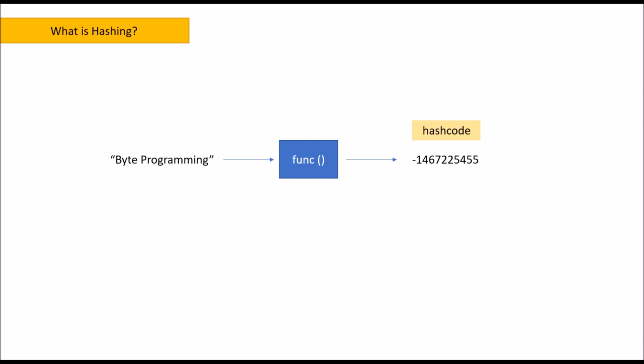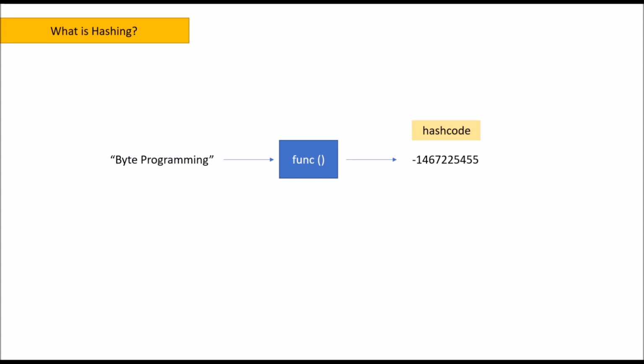It is important to understand what hashing and hash code are. Suppose we have a function, and we pass an input value, "byte programming", to this function. The output would be an integer value, -1467225455. This integer value is called the hash code in Java, and this hash code represents "byte programming". Also, remember that a hash code can be positive or negative. A negative hash code can happen due to integer overflow.